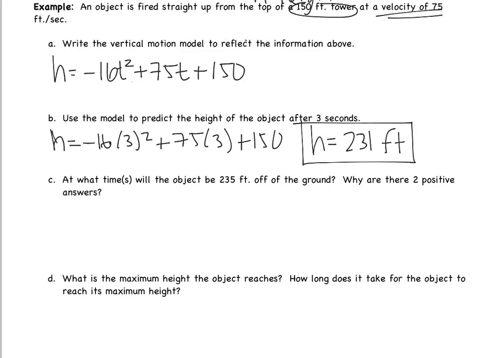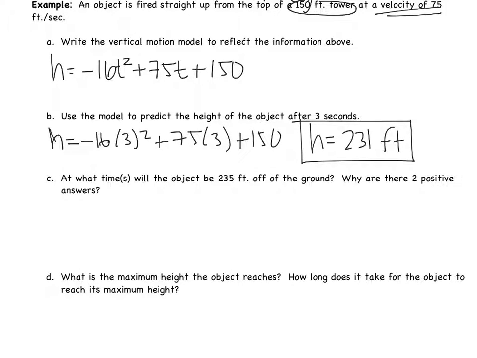So now moving on to C. At what time or times will the object be 235 feet off the ground? And then it asks us why there are 2 positive answers. So to find both of those answers, we want to know at what time, so that tells me that I'm looking for t. Is the object going to be 235 feet, so that's a height, off of the ground. So using our equation, we get 235 equals negative 16t squared, add 75t, add 150.